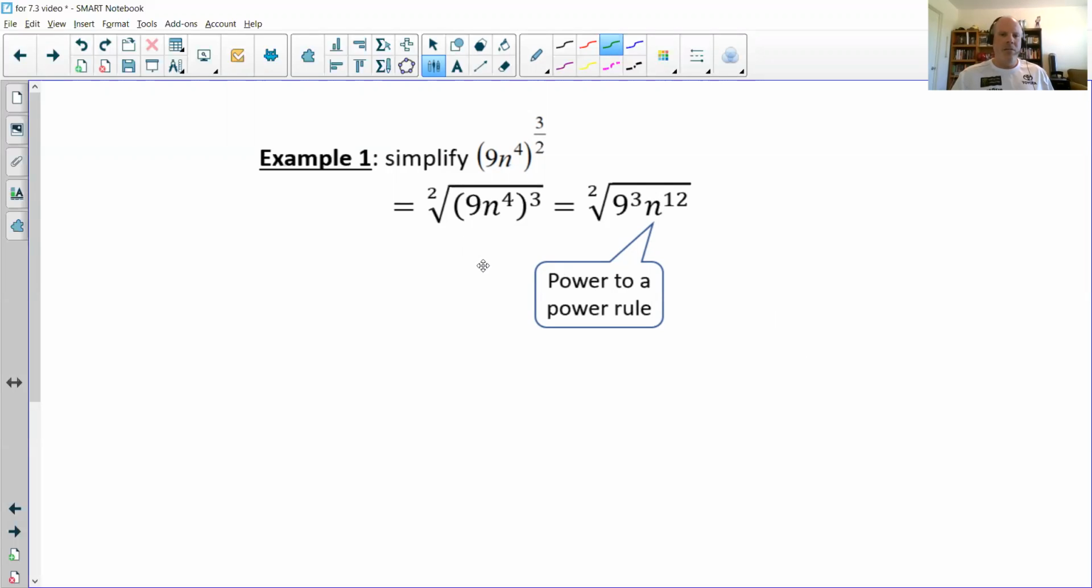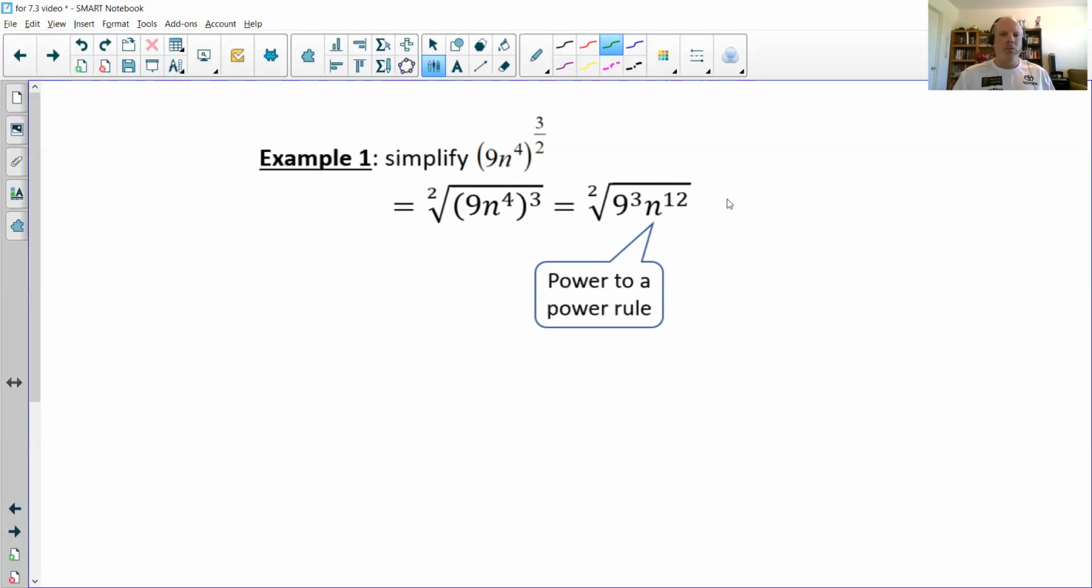The next thing I did was I realized that this exponent of 3 applies to everything in the parentheses. So this 9 is raised to the 3rd or cubed power. So I get 9 cubed, and then n to the 4th cubed. I multiply those exponents because of the power to a power rule to get n to the 12th.